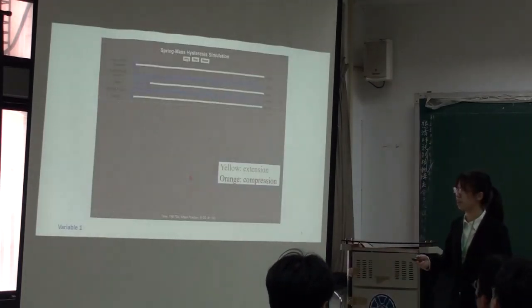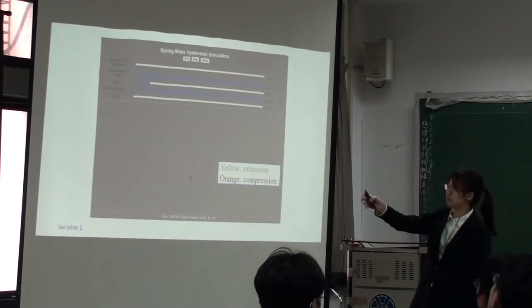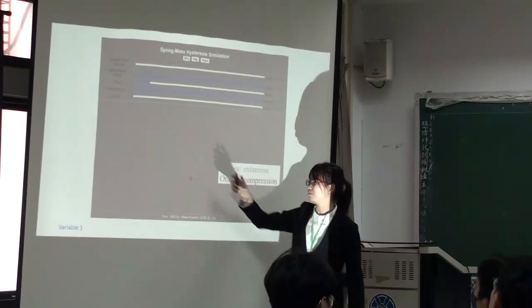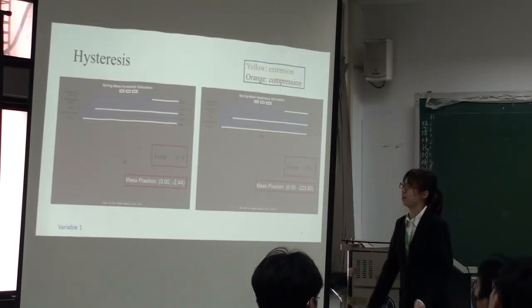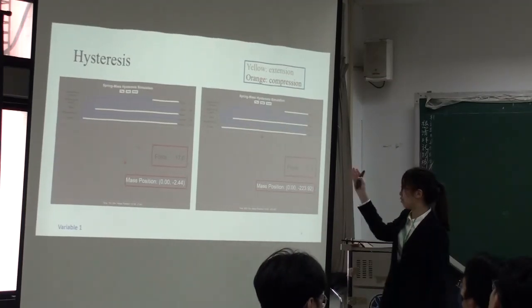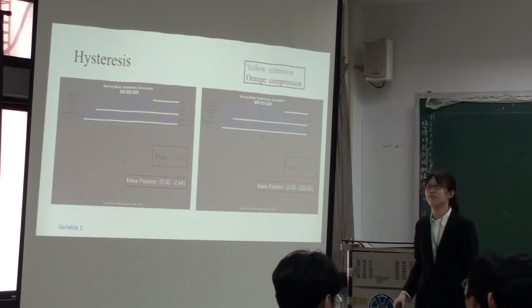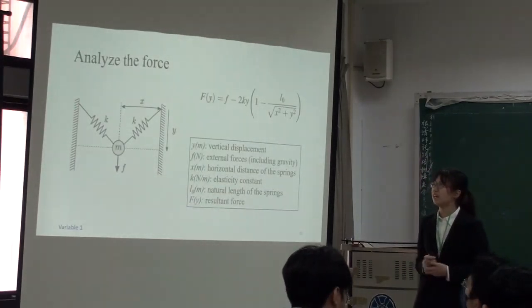And next is the phenomenon. So here, we observe the phenomenon from this simulation. So this is the mass, and this is the screens. So from the observation, we can find out that when the force is the same, however, the mass position is different. So this is the phenomenon of hysteresis. And so next, we analyze the force.